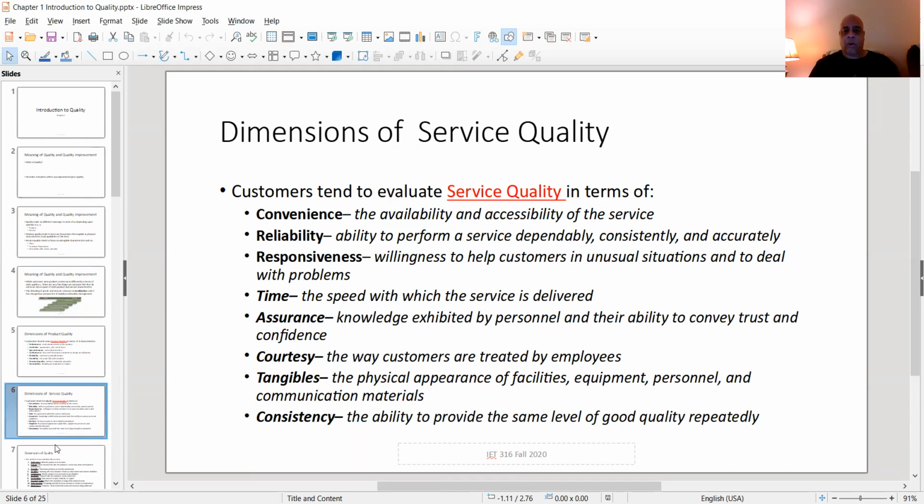Tangibles, the physical appearance of facilities. Again, when we deal with tangibles, we deal with something physical. So we're going to look at the appearance of facilities, equipment, personnel, and communication materials. Consistency, the ability to provide the same level of good quality repeatedly, or we can say consistently.